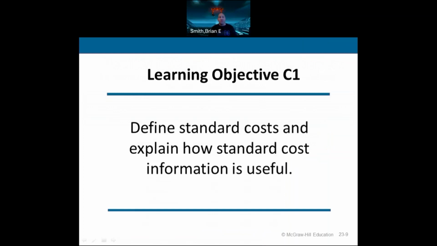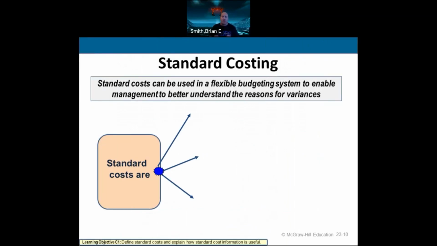So what are standard costs, and how are we going to use that as useful information? What standard costing does is it allows us to be able to set what we think our costs are going to be per unit.